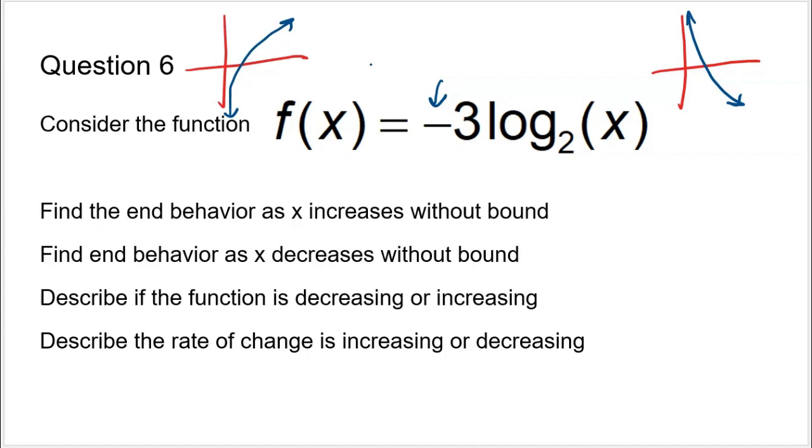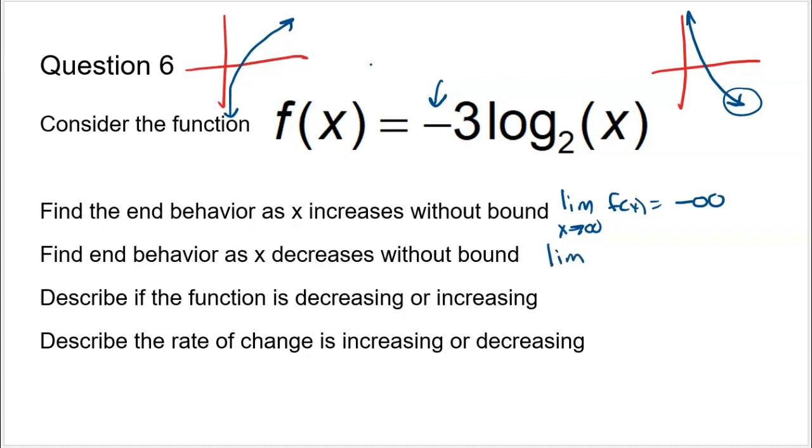So you need to know the basic log looking graph, and then we need to know what that negative out in front does. All right, so what is our limit as x increases without bound? So the limit as x goes towards the right, towards positive infinity. Well, we see that the right-hand side of the graph is going down towards negative infinity. All right, what about as x decreases without bound?